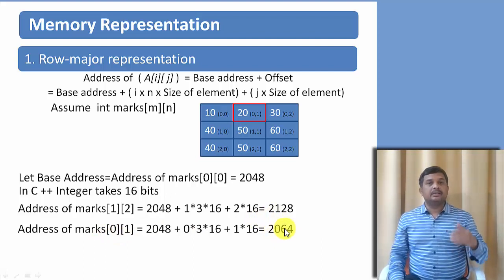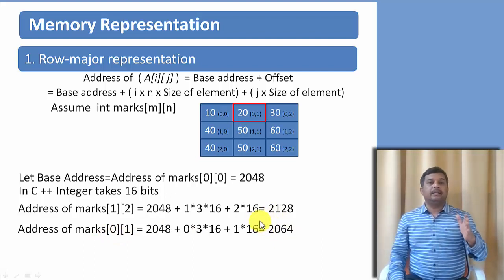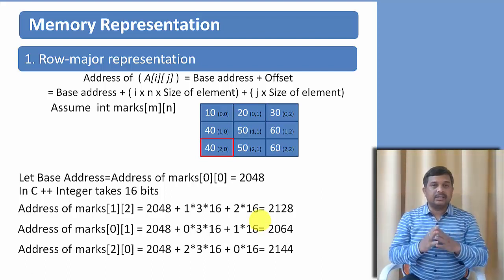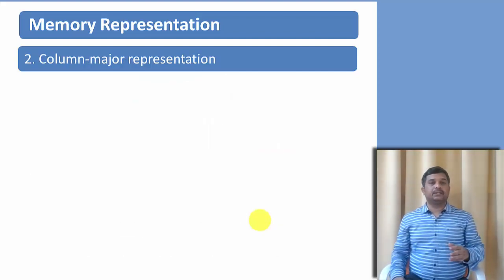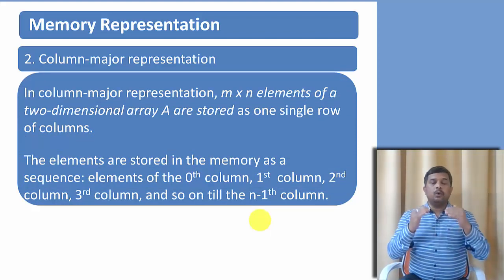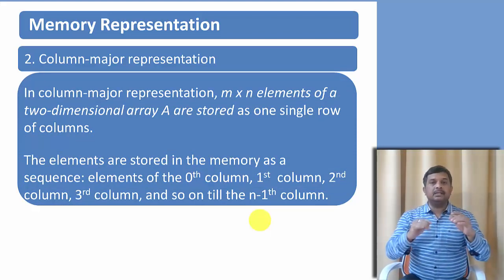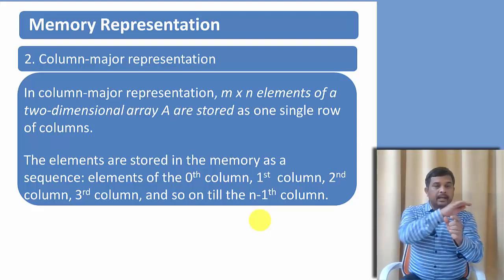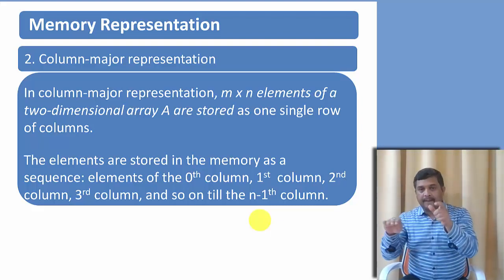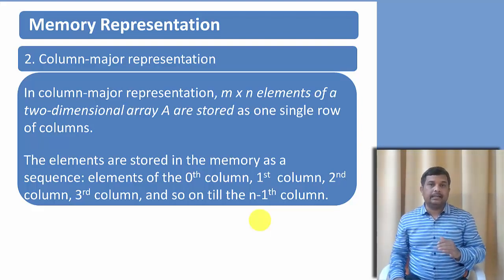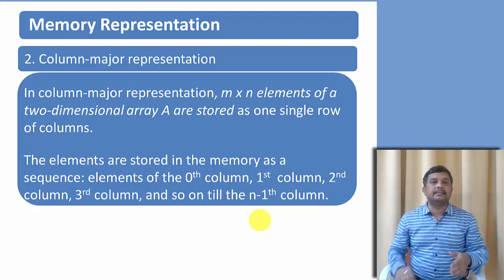Similarly, you can try with some other memory location and find the address of that particular memory location. Let us try to discuss column major representation. It means if an m cross n matrix is given, we want to write the elements in a single row of columns. It means the first column I'll write as the first part of my row, the second column I'll write as the second part of the row, like that till the n-1 column gets completed. You will be able to understand when I explain this example.